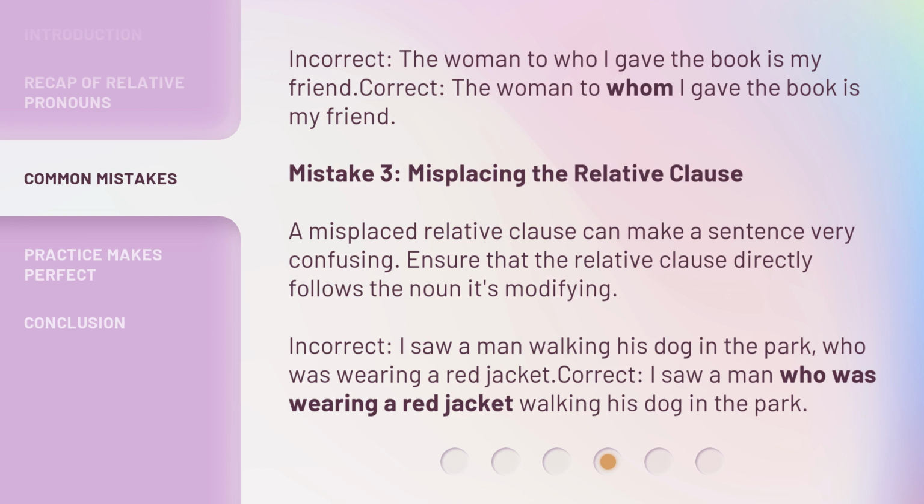Mistake 3. Misplacing the relative clause. A misplaced relative clause can make a sentence very confusing. Ensure that the relative clause directly follows the noun it's modifying. Incorrect. I saw a man walking his dog in the park, who was wearing a red jacket. Correct. I saw a man who was wearing a red jacket walking his dog in the park.